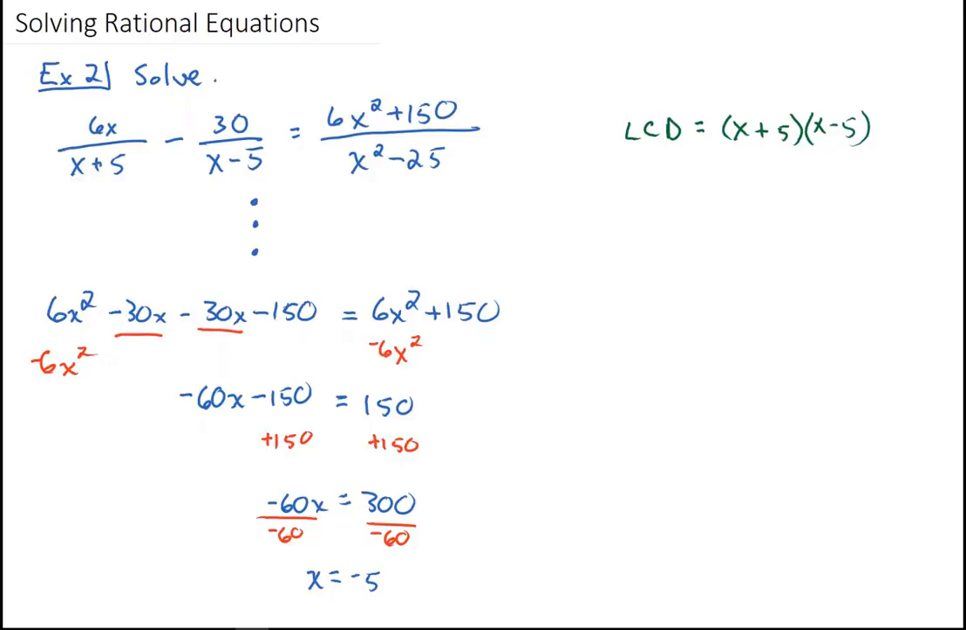Now remember, with these guys, the solutions you come up with are just candidates for solution. We have to go back to the LCD and ask ourselves what would make the LCD 0. Well, if x were negative 5, that would make this first factor 0, so x cannot be negative 5. If x were a 5, that would make this second factor 0, so we can't allow the answer to be 5. Well, the solution option we came up with is negative 5. And that's going to cause division by 0 in the original problem, so we have to toss it out and state that it's no solution.